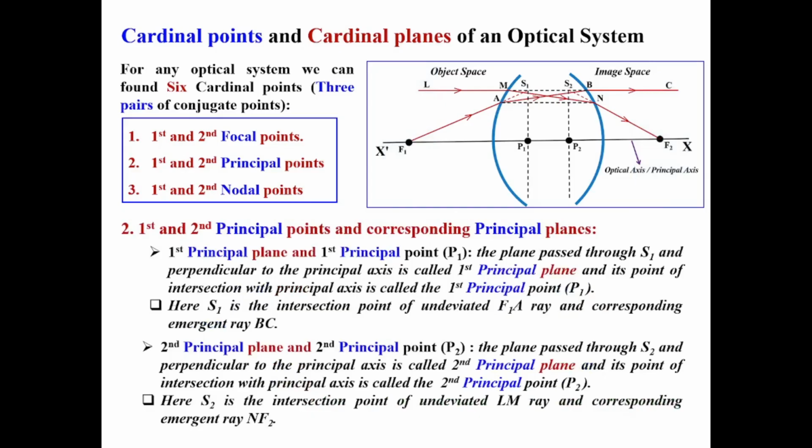Now we are going to move towards the first and second principal points. First we are going to discuss the first principal plane and first principal point, then the second principal plane and second principal point. The first principal point is represented by P1. The plane passing through S1 and perpendicular to the principal axis is called the first principal plane. S1 means this point, remember this point. This one, this plane.